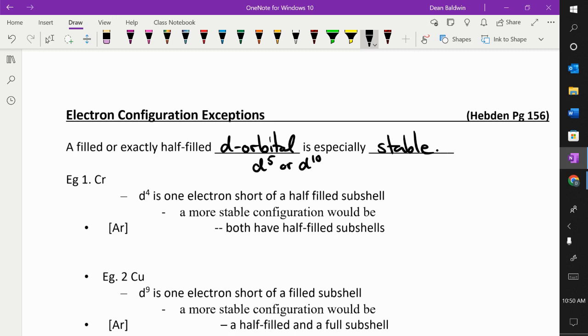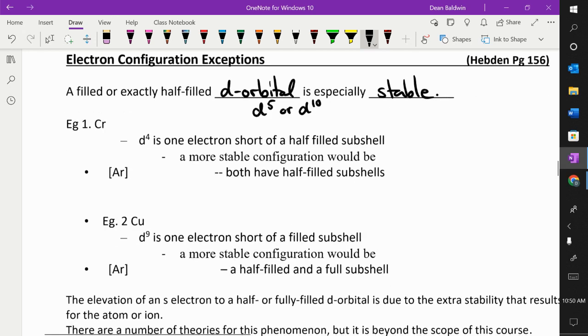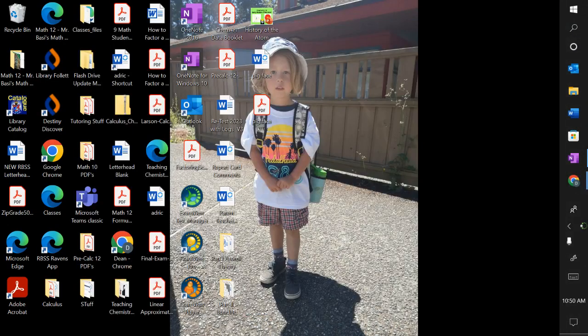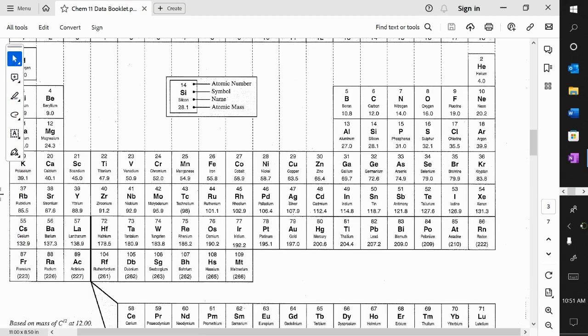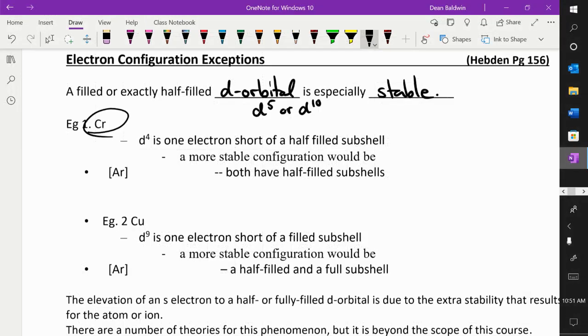So if we look at chromium. If you look at the notation for chromium, there's chromium right here. That's going to be argon, and then 4s2, 3d4. That's the way we would have written it yesterday. So if I ask you to do chromium, you're going to write that.